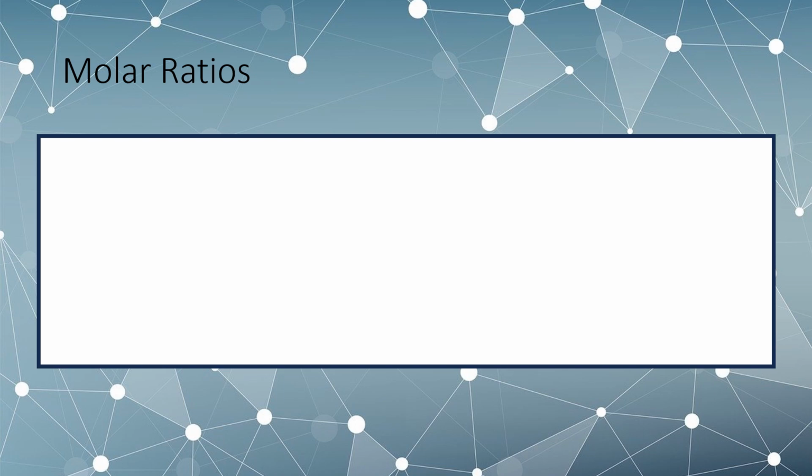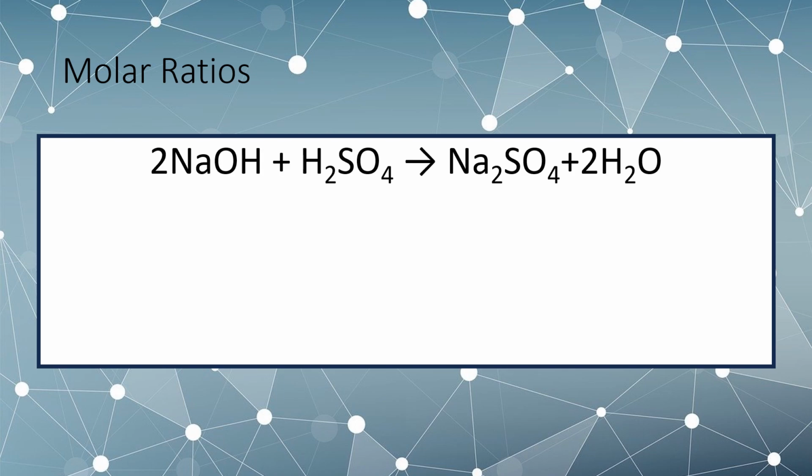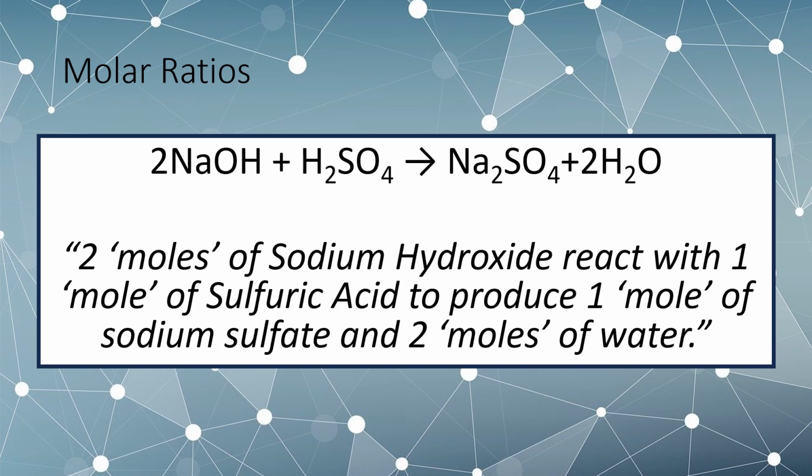Let's look at an example now. In this reaction, we have 2 moles of sodium hydroxide reacting with 1 mole of sulfuric acid to produce 1 mole of sodium sulfate and 2 moles of water. As you can see, the number of moles is represented by the coefficients in our equations. That is, the numbers before the chemicals, the big numbers, not the numbers underneath, which are known as the subscripts.